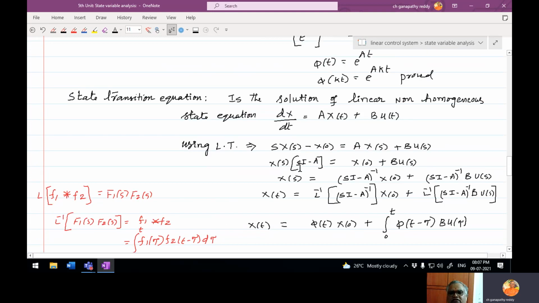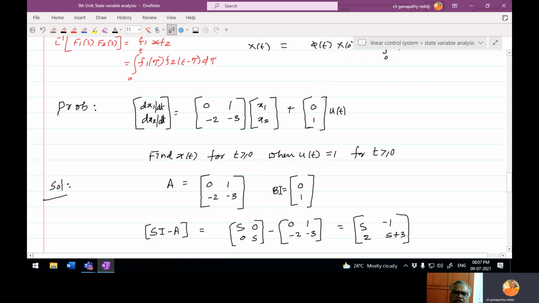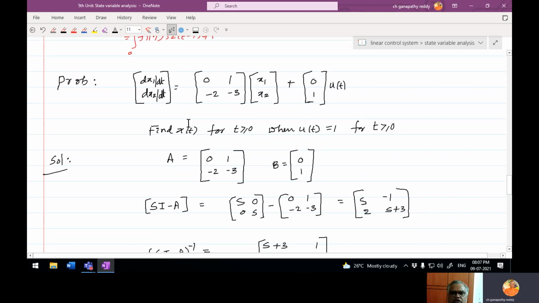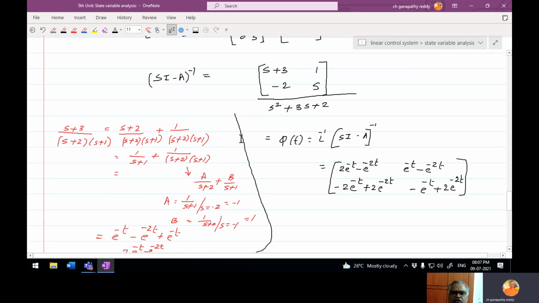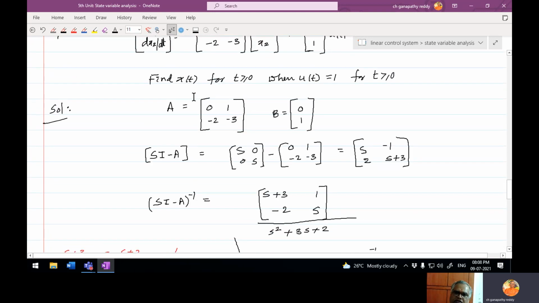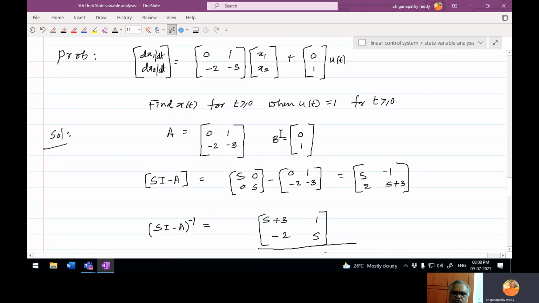So this class is very important. 90% of the time you will get one problem like this, where they ask you to find the state transition equation. If they ask for the state transition matrix only, then ignore this term, take only A and proceed. You need to find only this part. Either this part or the complete part, anyone they ask. They give either 2 by 2 or 3 by 3. If it is 3 by 3, most of the numbers will be zeros, so that time will be saved.